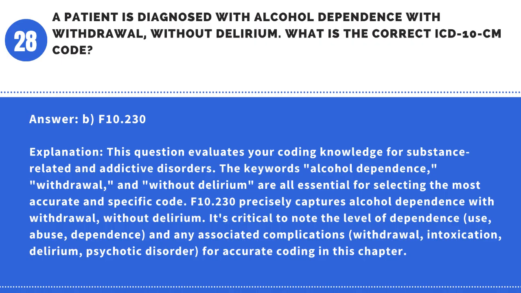The keywords alcohol dependence, withdrawal, and without delirium are all essential for selecting the most accurate and specific code. F10.230 precisely captures alcohol dependence with withdrawal without delirium. It's critical to note the level of dependence: use, abuse, dependence, and any associated complications: withdrawal, intoxication, delirium, psychotic disorder, for accurate coding in this chapter.